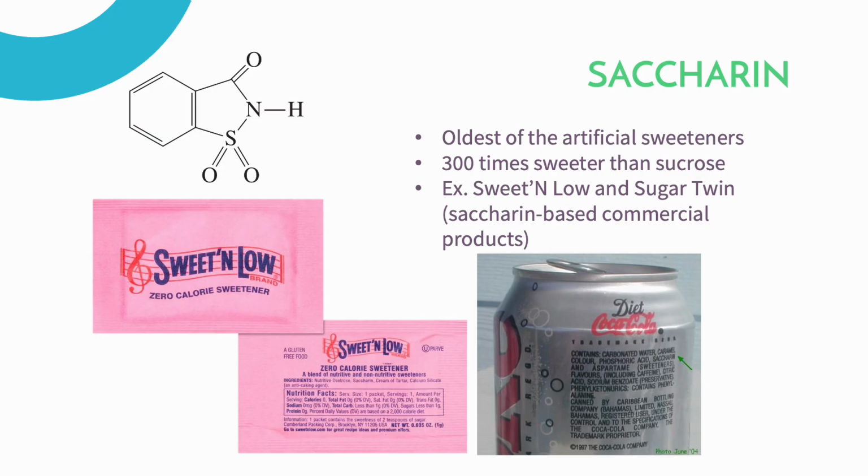Questions about its safety arose in 1977 after a study suggested that large doses of it could cause bladder tumors in rats. As a result, the FDA proposed banning saccharin, but public support for its use caused Congress to impose a moratorium on the ban. In 1991, on the basis of many further studies, the FDA withdrew its proposal to ban saccharin.